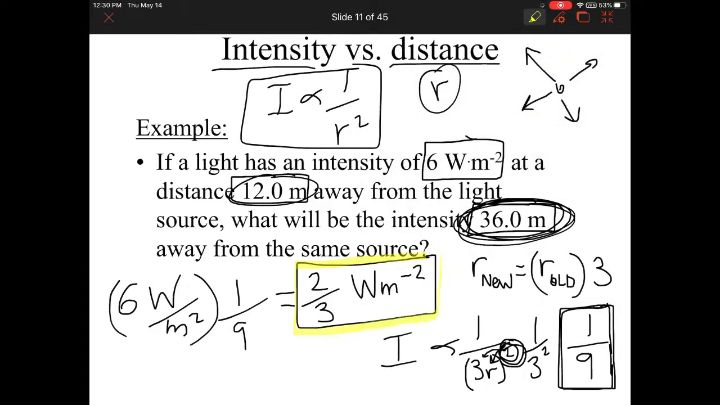So you can see how being inversely proportional to the square means that it decreases very quickly, right? This distance was tripled, but you can see that I've gone from 6 to less than 1 watt per meter squared.